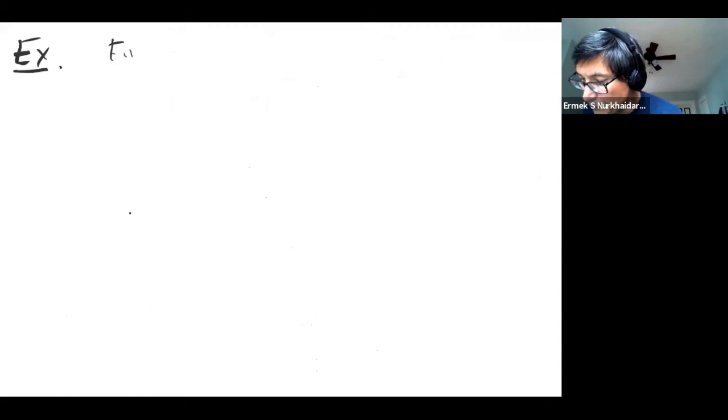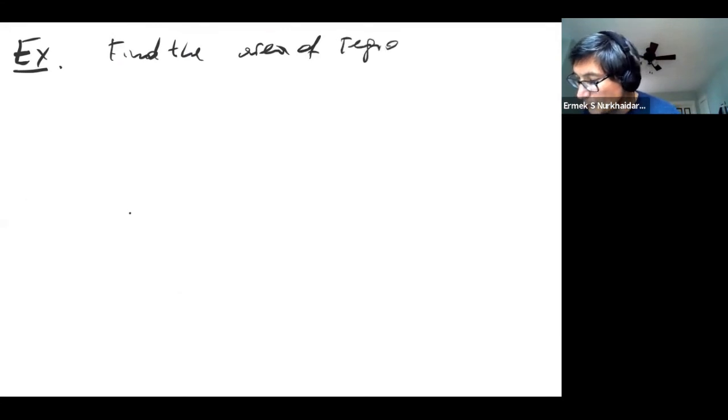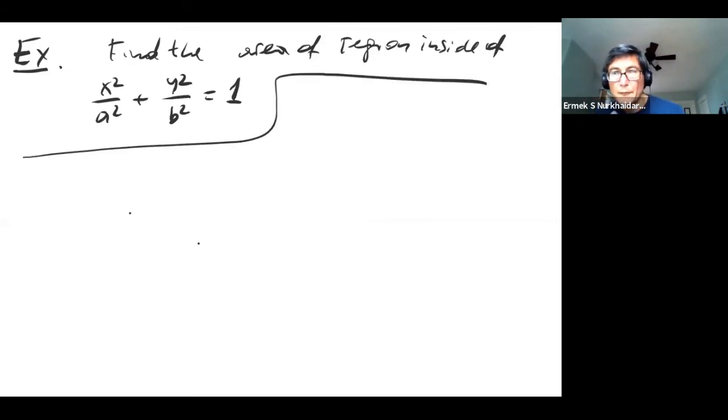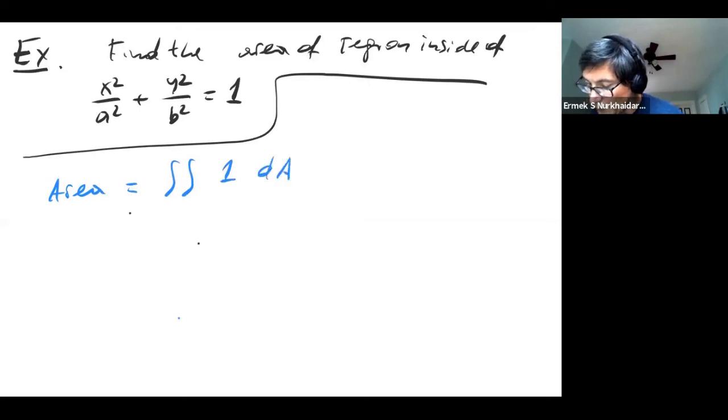Find the area of the region inside of the ellipse x squared over a squared plus y squared over b squared equals 1. So we have our ellipse. Okay. So area equals the double integral of 1 dA over region D.